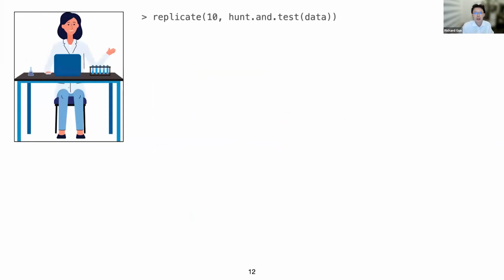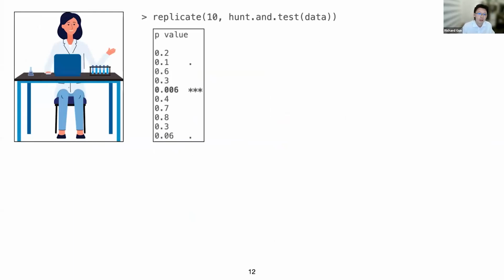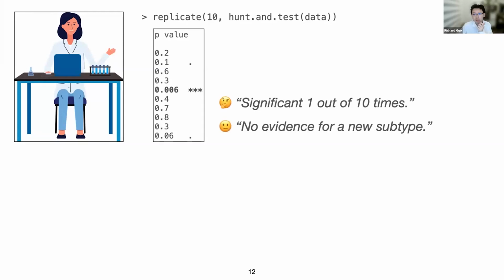Suppose Laura coded up this procedure and wants to run it on her data. She decided to run it 10 times because there's going to be this randomness. Now imagine these are the p-values that Laura got. Actually, only one of them is significant, and the other 9 p-values are not significant. So what would you say about these p-values? You probably would go with the same option as Laura. You probably wouldn't think there is enough evidence to say that there is a new subtype of cancer cells in the sample, because there is only one significant result out of 10 times.